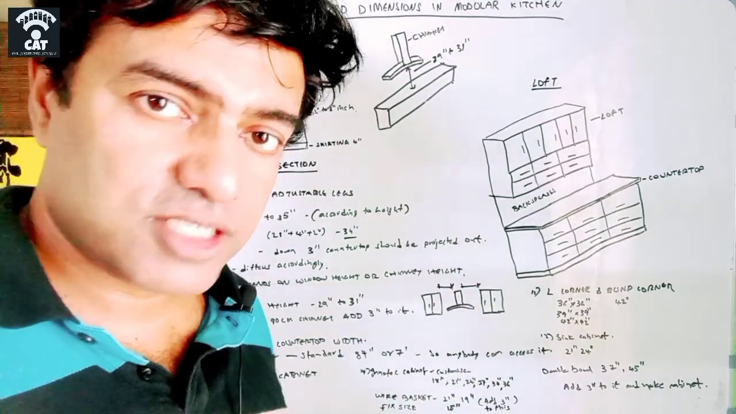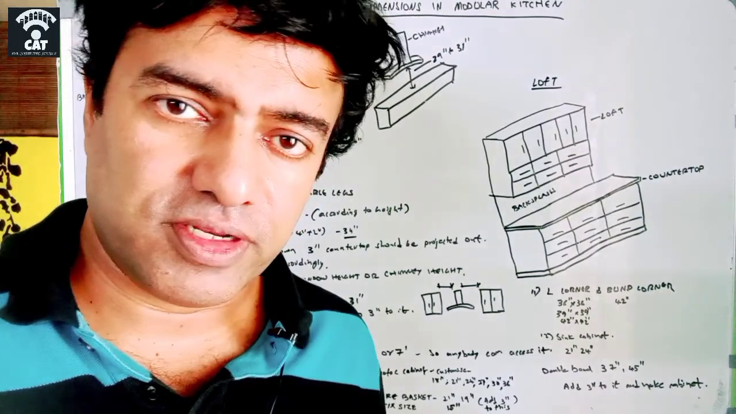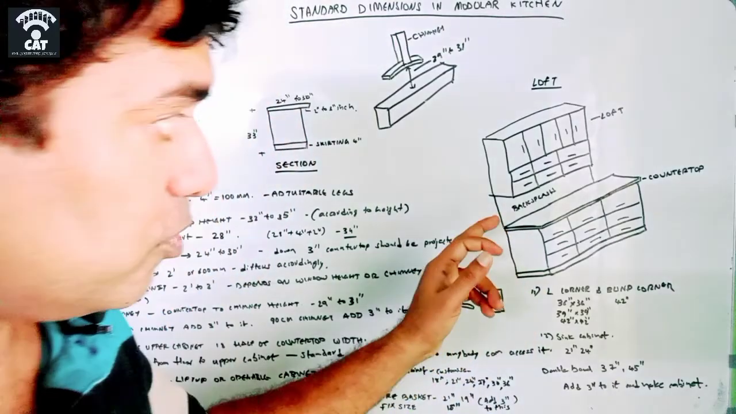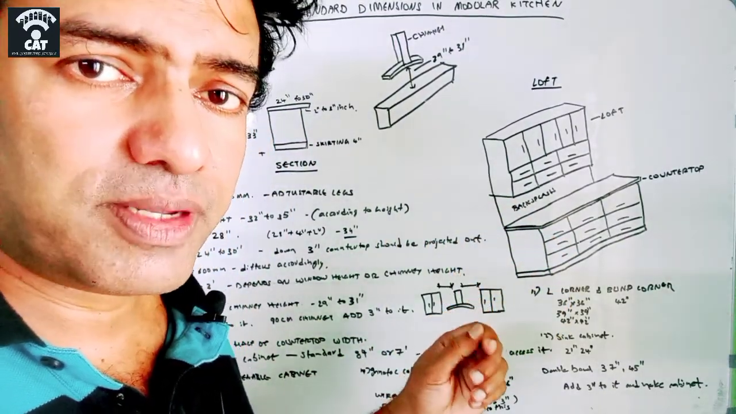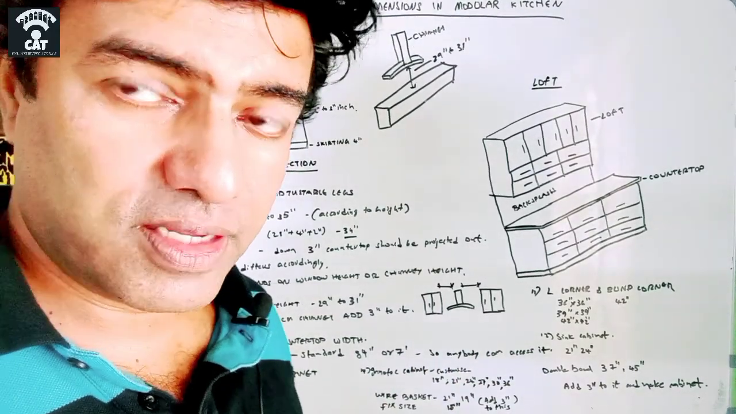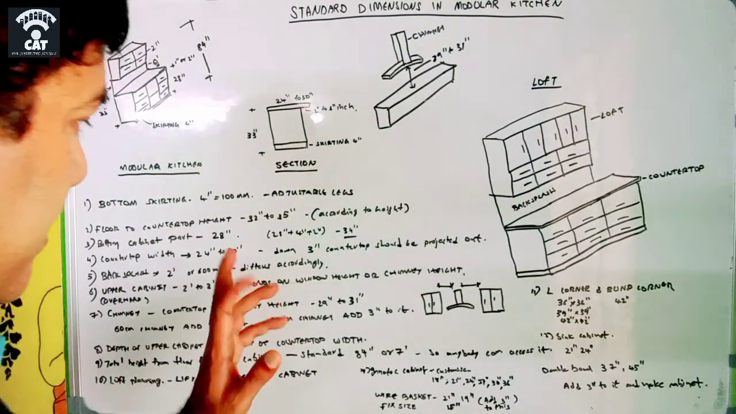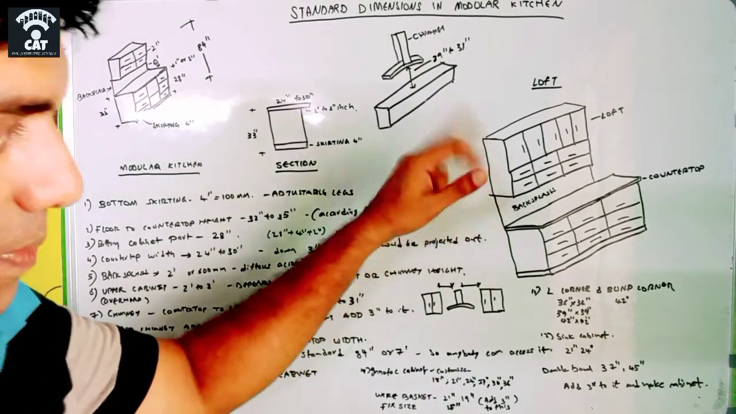And that backsplash area varies. Sometimes it may be around 1 feet, but it can be up to 2 feet. So there are 2 dimensions, 1 feet or 2 feet, we can give. It can be customized. It depends upon the customer's choice, and also upon the design that we are providing. So this is the backsplash, and it can be 2 feet, differing accordingly. And then comes the upper cabinet.